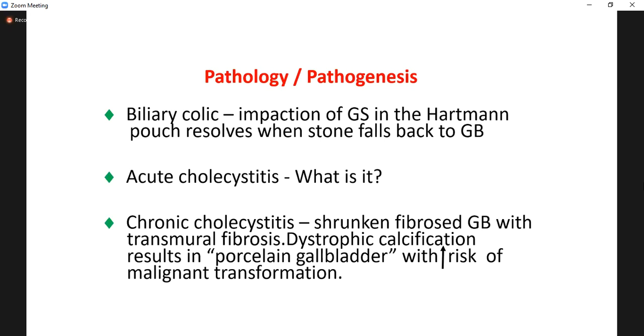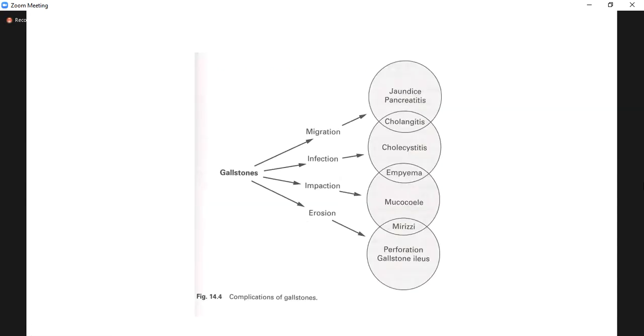Porcelain gallbladder is very tense, with a very thick wall and a very shiny, glistening surface. And if you have the condition of porcelain gallbladder, there's a high risk of malignant transformation of that gallbladder, right? So here you are, the problems of gallstones.